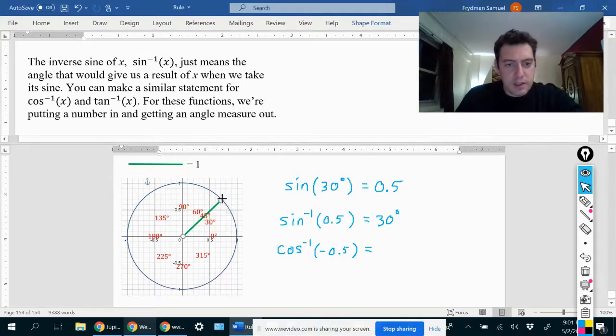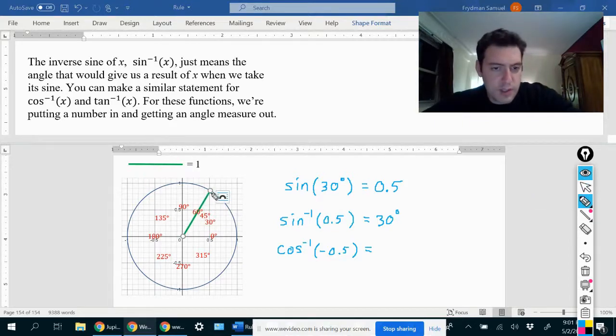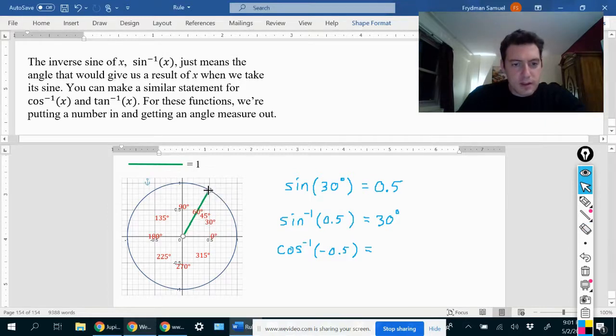I'm just going to keep moving this until I get it. Did I get it? If I draw a dotted line down to the x-axis, then I see that the x-coordinate of this point is 0. Oh, wait a minute. We didn't want 0. We wanted negative 0.5. Still no good. We have to keep going. Say stop when you think I've got it.